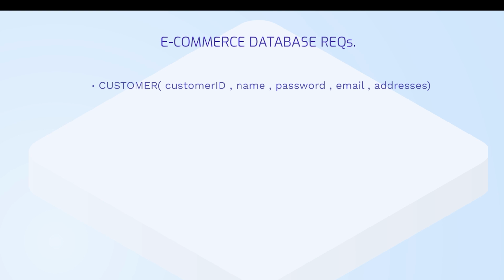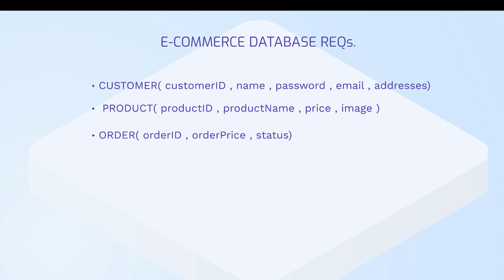First, customer table that has the following columns or attributes, like customer ID, name, email and password, and addresses for this customer. The second table we must have is product table, and this can hold product ID, product name, price, and image for the product.